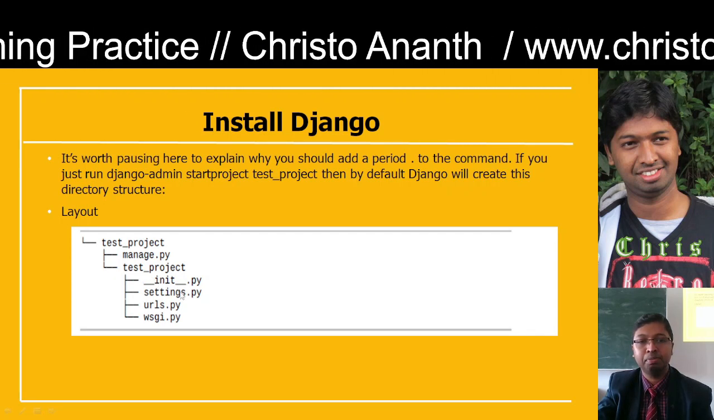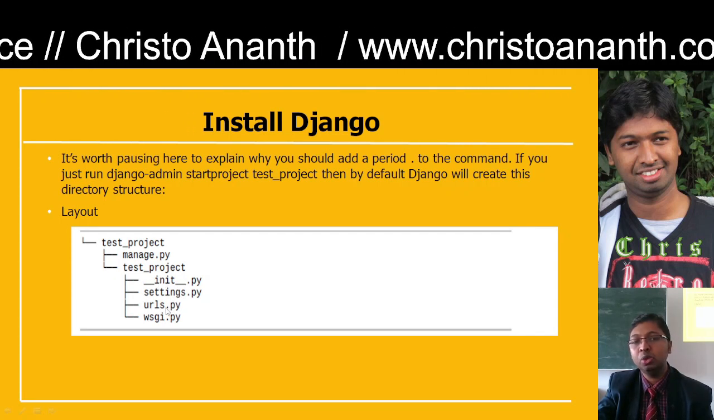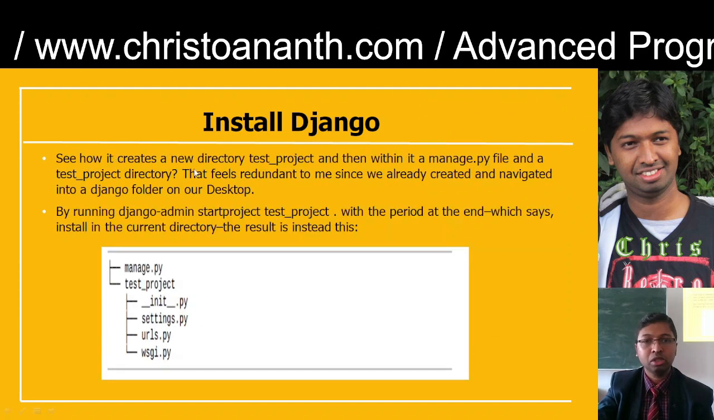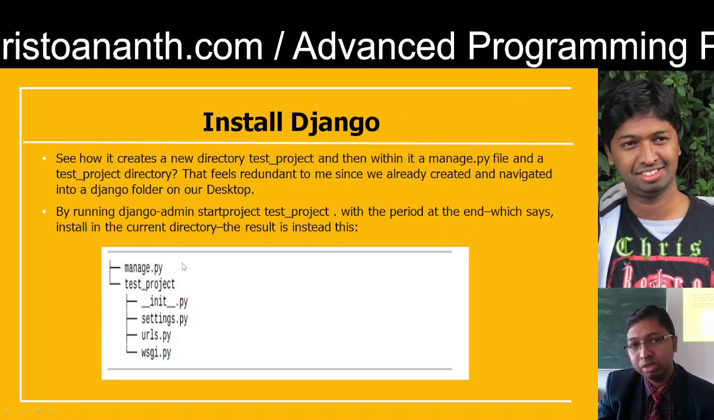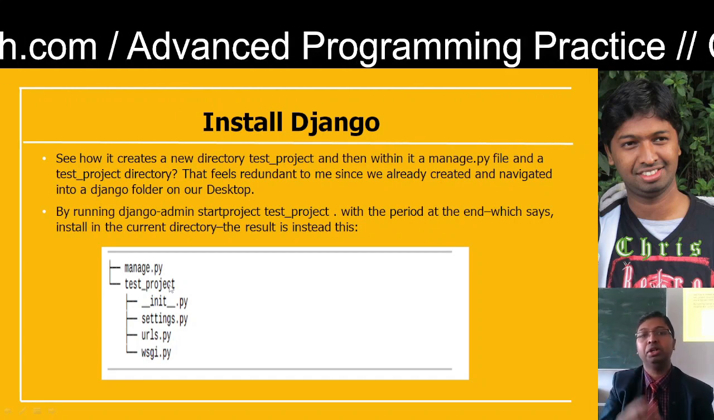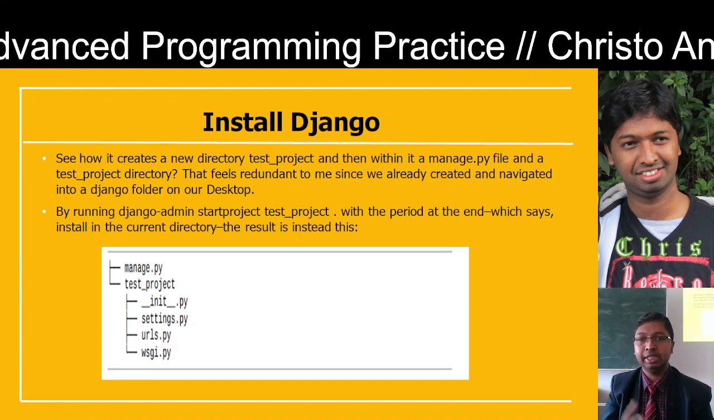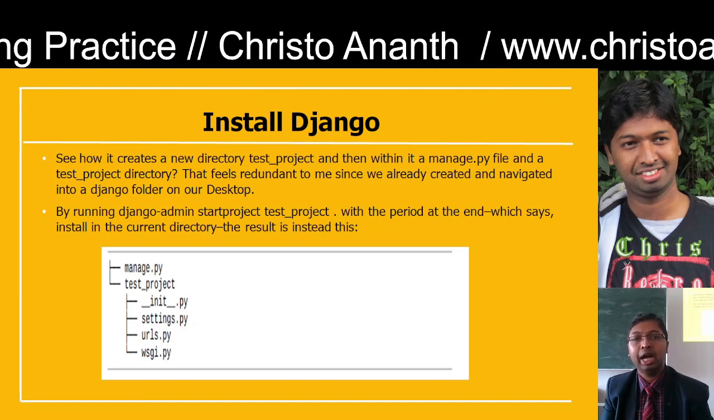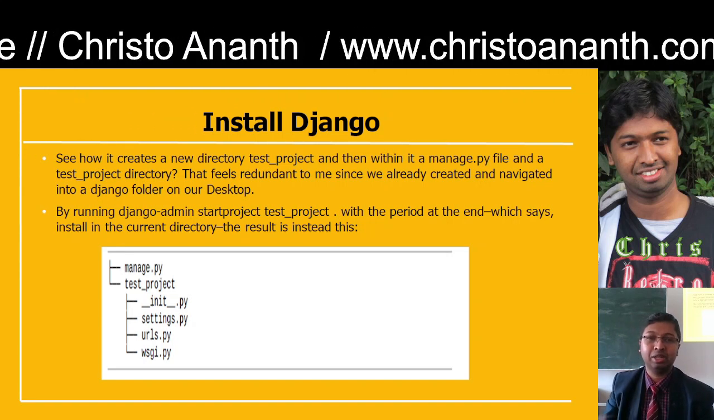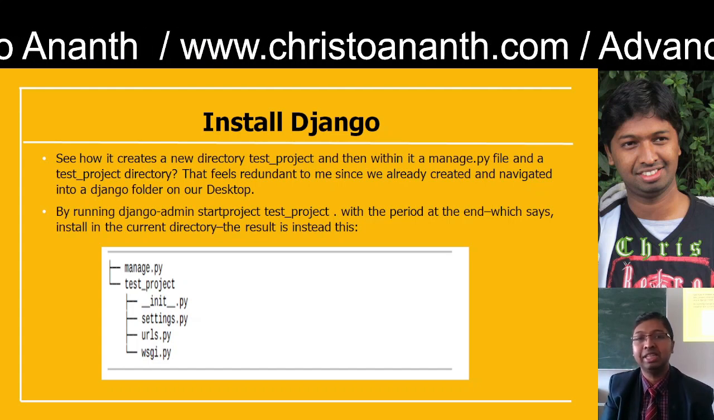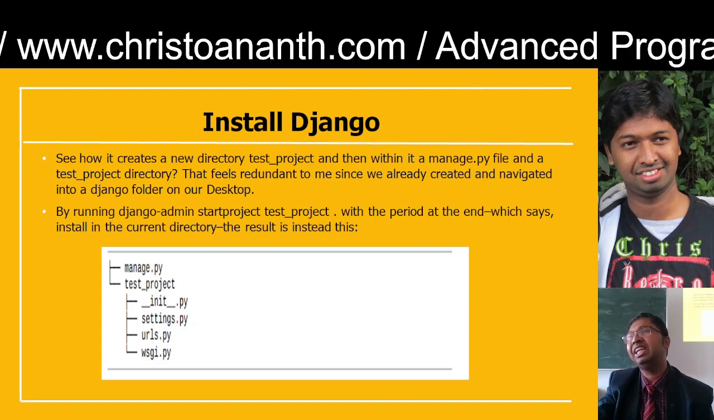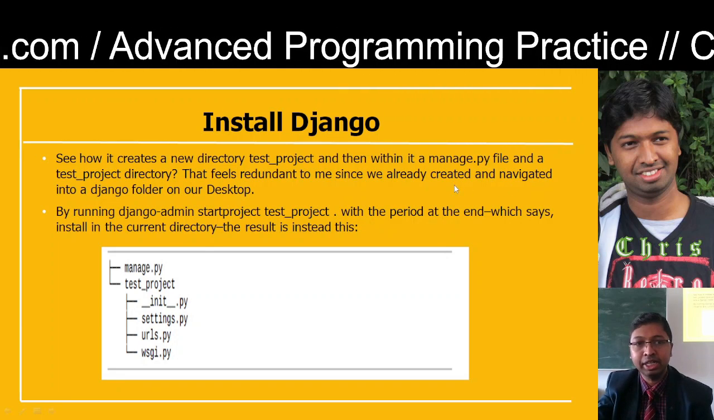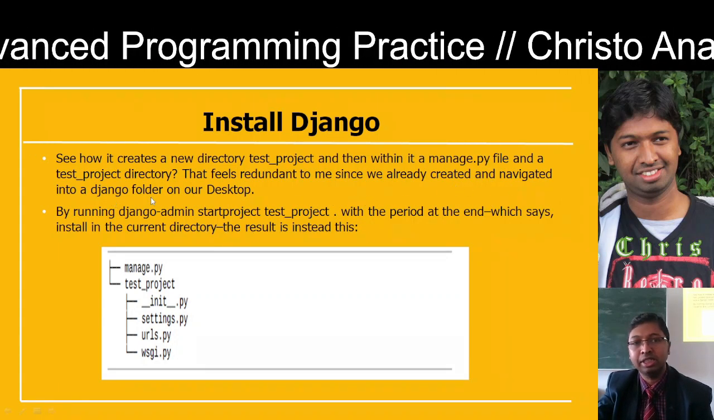Okay, so __init__.py, settings.py, urls.py, wsgi.py. Maybe you see how it is going to create a new directory, test project, and within that you'll have the manage.py file and maybe the test project directory. So again and again you are going to have the same name. Generally it's much more repetitive, because we have already created and navigated to the Django folder.